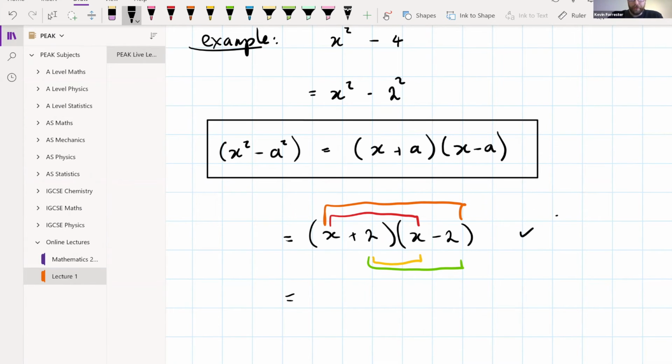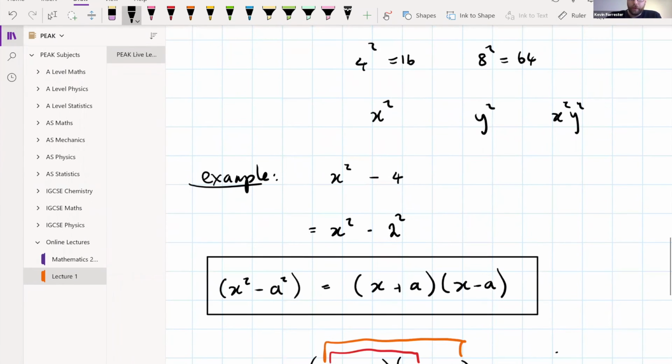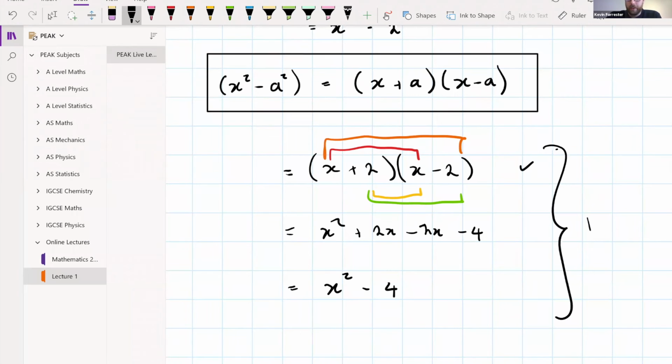You guys must be getting good at FOIL by now. So we're going to have x squared plus 2x minus 2x and minus 4. And we notice we've got to do a simplification step. And so the 2x and the minus 2x cancel. So we're going to get x squared minus 4. And that is exactly what we started with. So therefore, this is correct.